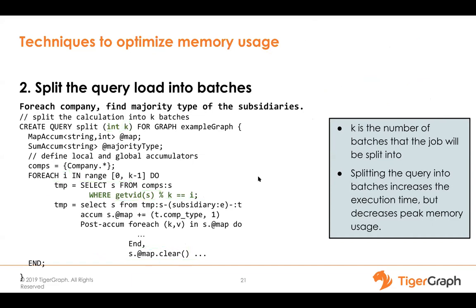This technique can also be used for graph algorithms such as label propagation or Louvain, which are widely used by bank customers. They use that for anti-fraud and something like that. So that's the second technique.